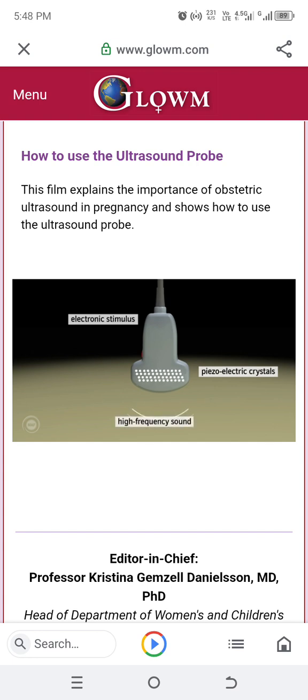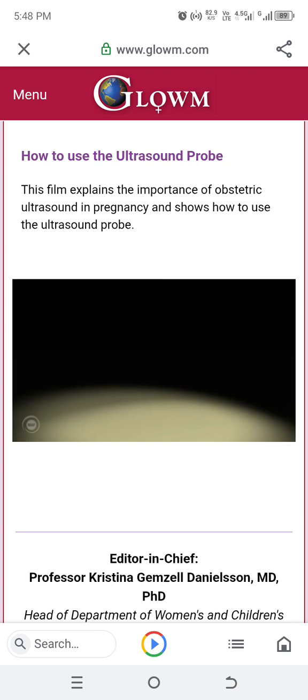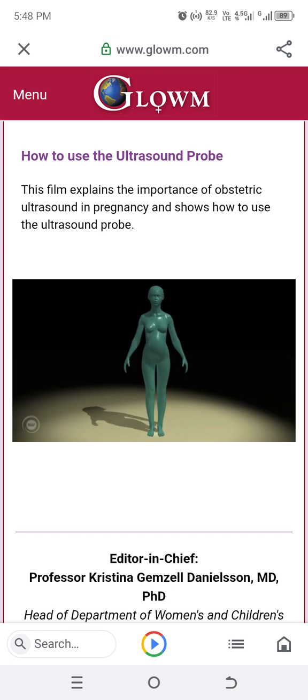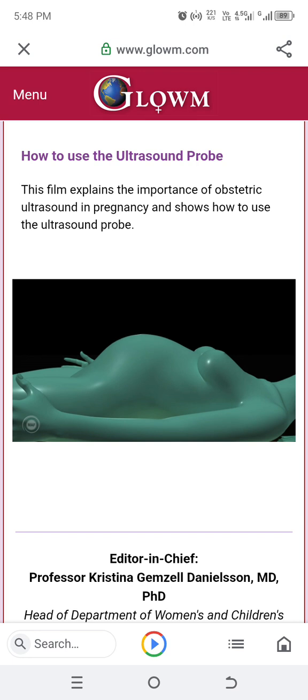sound is emitted. The sound wave then travels through different tissues in the body which have a different penetrability, also known as acoustic impedance. So part of the sound energy is reflected by the tissues and part continues to travel through until it hits other tissues and is reflected back.